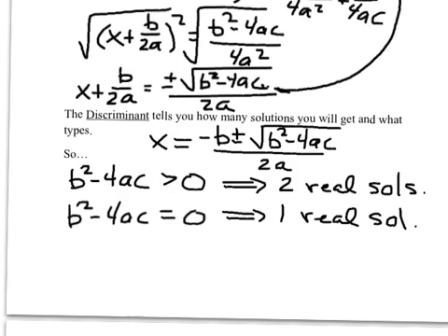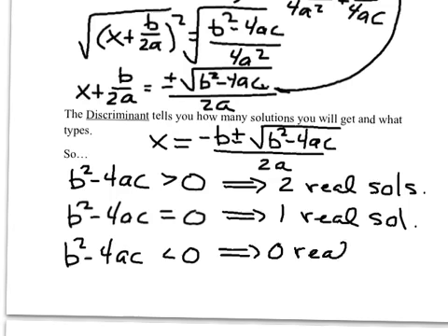And then finally, if that b squared minus 4ac is less than 0, so in other words, if this value up here is a negative, that means you're going to get a complex number. And so you're going to get 0 real solutions.